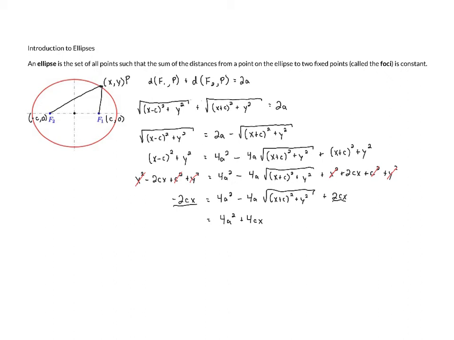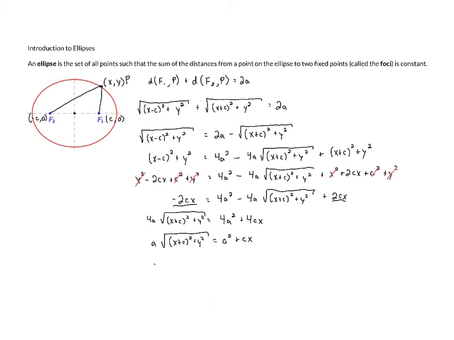And when we move that term with the square root to the left, it gives us positive 4a times the square root of (x plus c) squared plus y squared. Then we can divide both sides by 4, and that gives us a times the square root of (x plus c) squared plus y squared on the left, and a squared plus cx on the right. And then we're going to square both sides again.